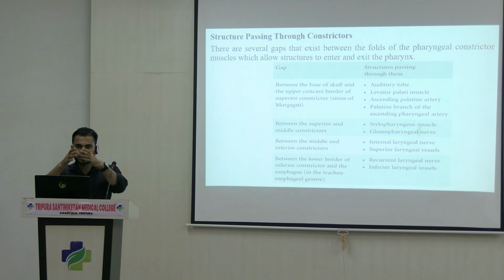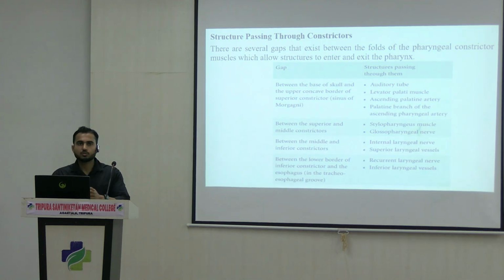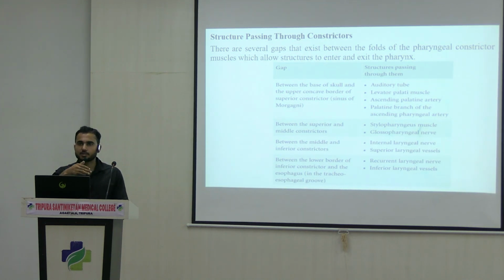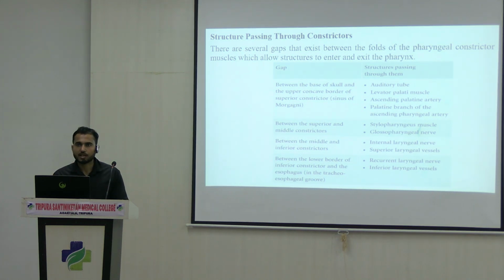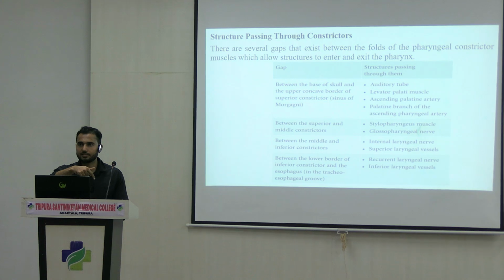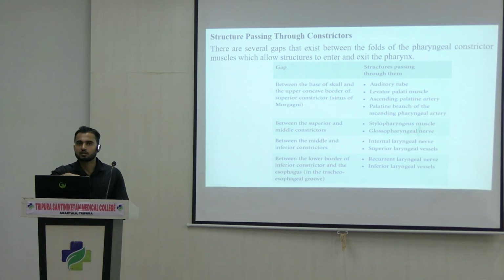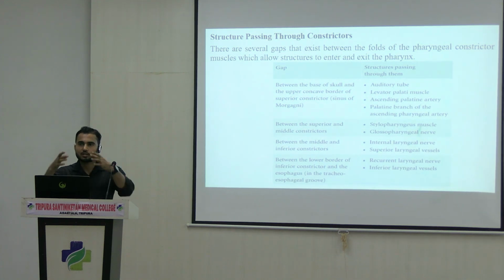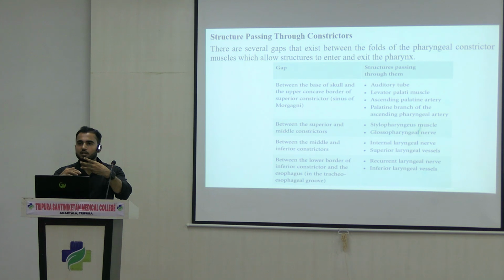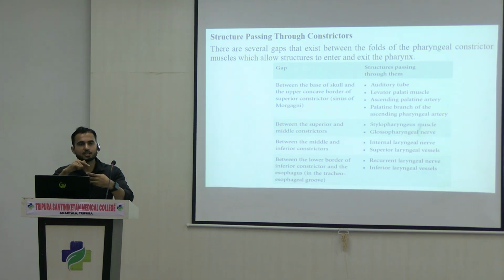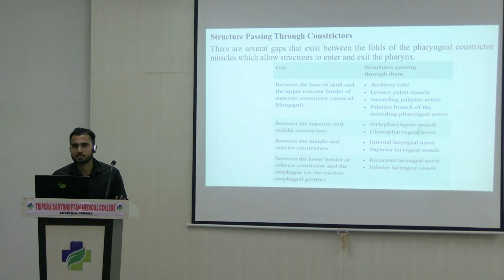Now the pharynx is a tube, a tubular structure. So it needs blood supply, it needs nerve supply. So what should be the entry point? How will the nerve enter inside the pharynx, or how will the blood vessel enter inside the pharynx? For that, between the three muscles that are present there is a gap. Through those gaps, the structures either go in or come out of the pharynx. So we have to know about the gaps in between the constrictor muscles.